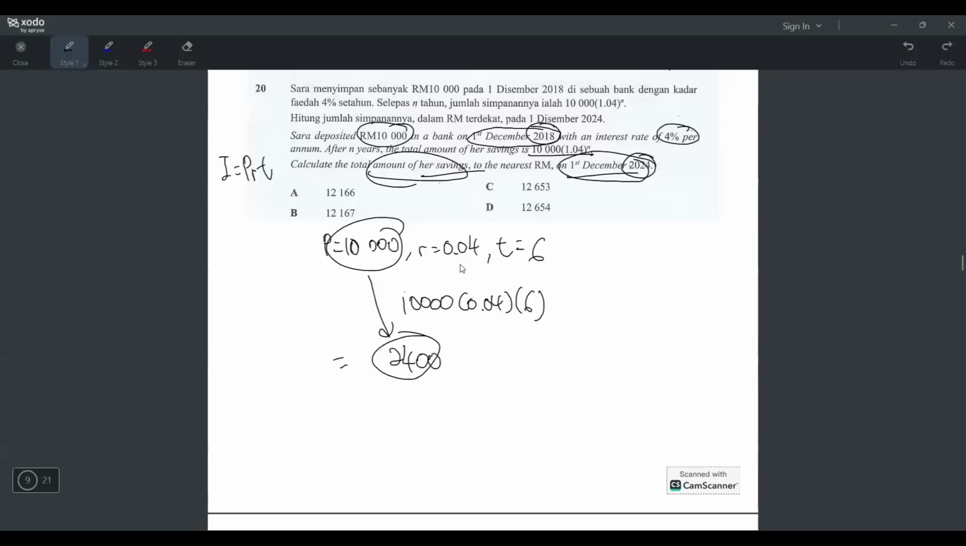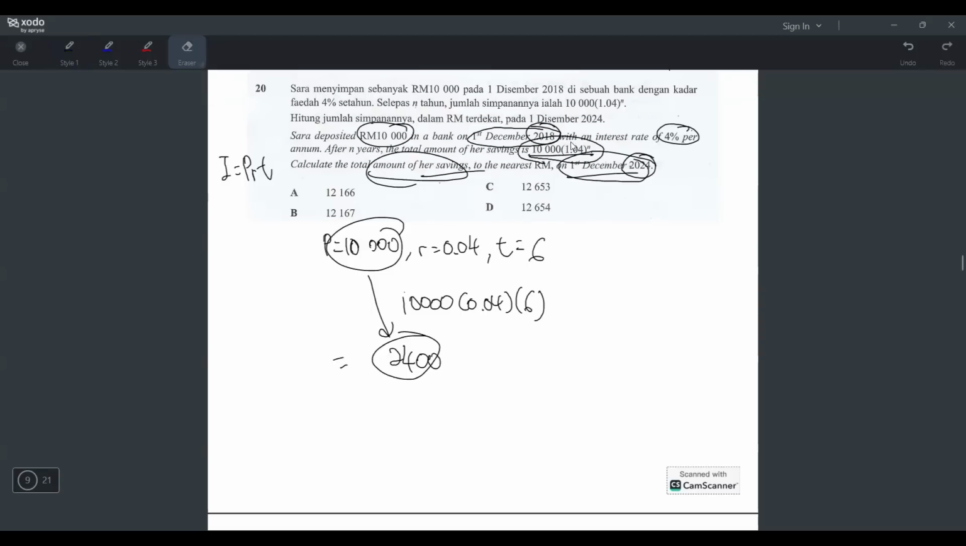Wait, something wrong here. Wait, 6. After n years, 10,000. Let me press again. 10,000 times 0.04 times 6, and then plus 10,000. Okay, when I plus, I get 12,400, but there's no answer here, right? But then they mentioned something here. After n years, the total amount of savings is this, right?